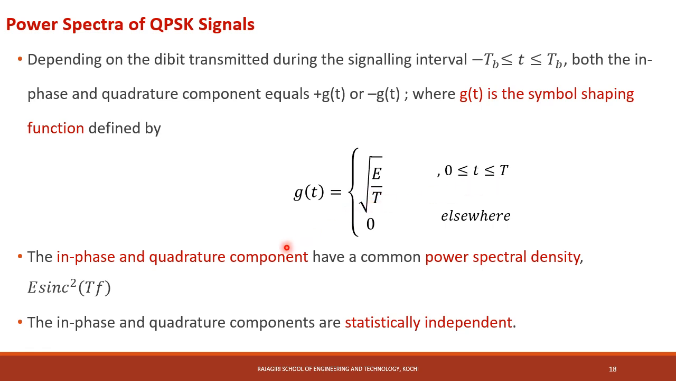Okay, so from this you can find the power spectral density, as the power spectral density would be the energy spectral density divided by the bit duration, and the energy spectral density is found by taking the squared magnitude of the signal's Fourier transform. So you will find that both the in-phase and quadrature components have a common power spectral density of E sinc square of Tf. This is found by the same procedure as you did for BPSK signals. So we know that for a QPSK system, both the in-phase and quadrature components are statistically independent.